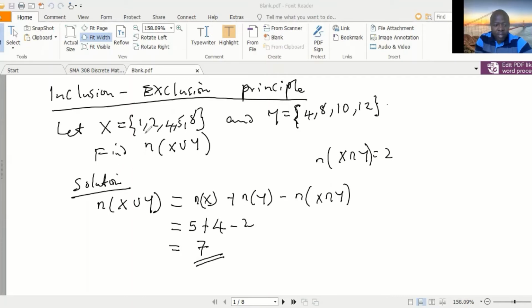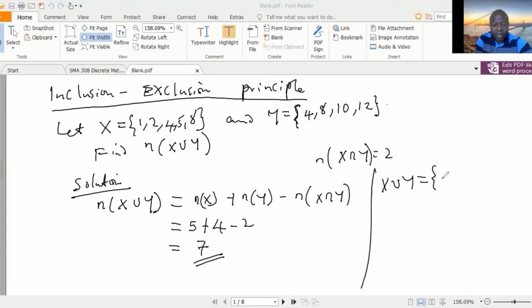Now, you may have wanted to do it differently without using this principle. You will have gotten the same result, because that means that if you don't want to use this method, then you first of all find the union. You find the union of X and Y, and then count the elements there.